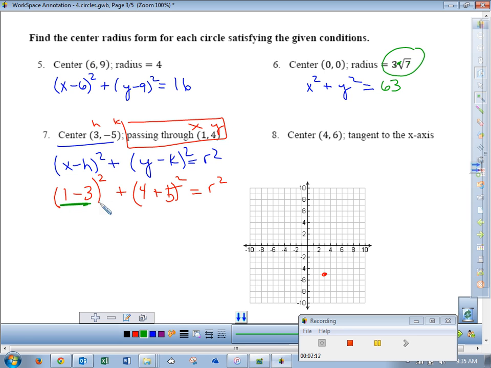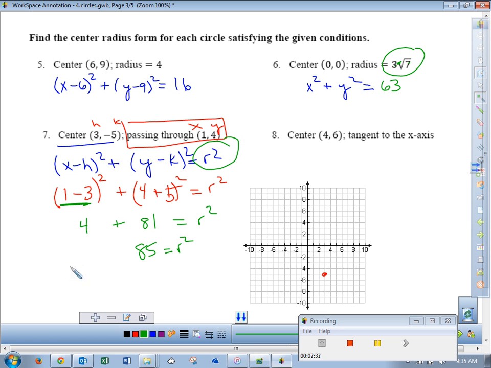1 minus 3 is -2. Then it's got to get squared. What would you get? 4. 4 plus 5 is 9. Then you got to square it and get how much? 81. And that equals r squared. Add them together. 85 equals r squared. And honestly, if you wanted to solve for r, you'd get the square root of 85. But you don't need to solve for r, because don't you really need to know what r squared is in the first place to put it into the formula?